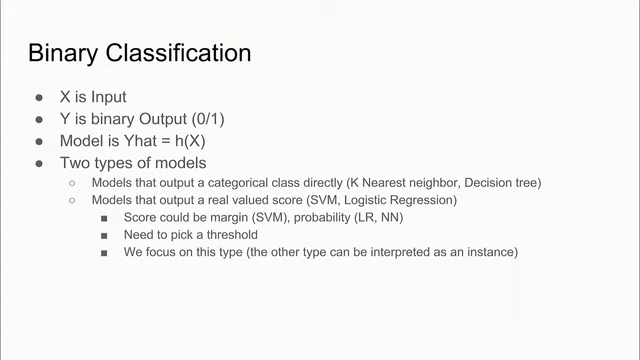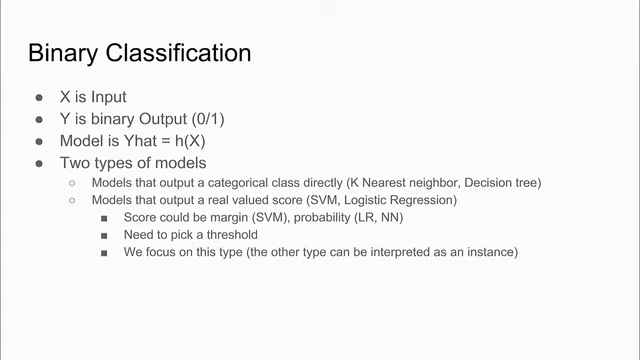Examples of that are k-nearest neighbors or decision trees, where basically you just take the most common element you see in whatever return set you have and predict that as your most common class. However, for some other models, like SVMs or logistic regressions, you instead output a real-valued score. For SVMs, that's oftentimes a margin, so how far away you are from the margin determines how confident you are in the score one way or another.